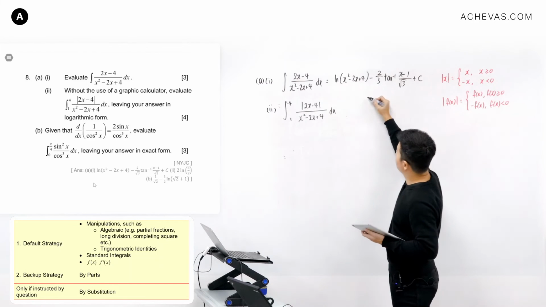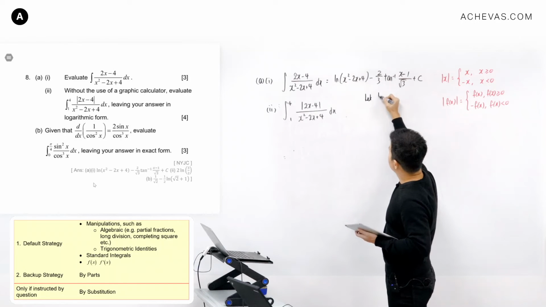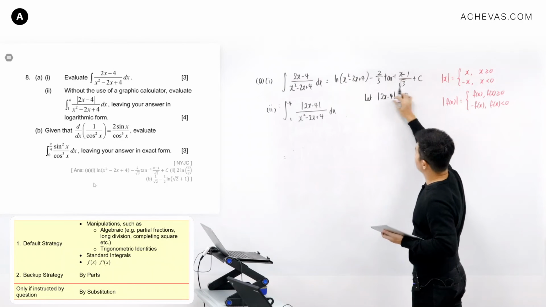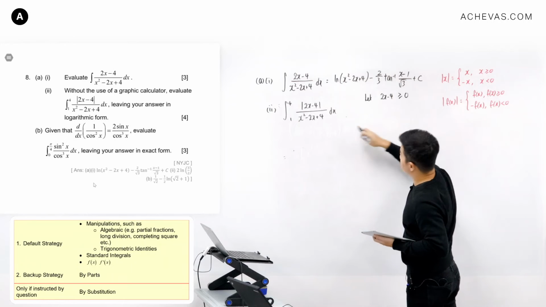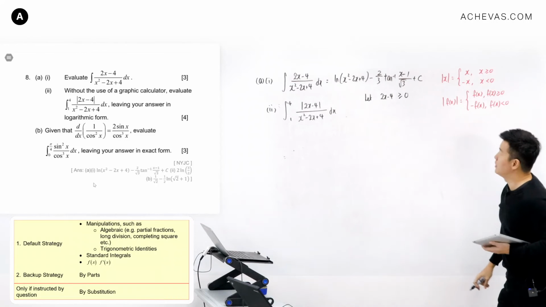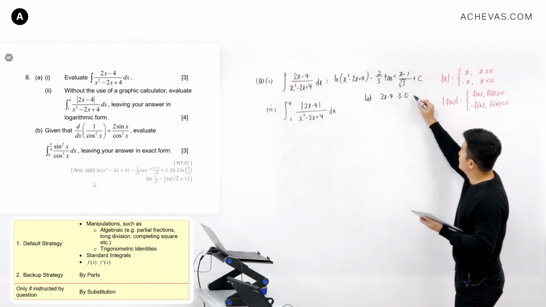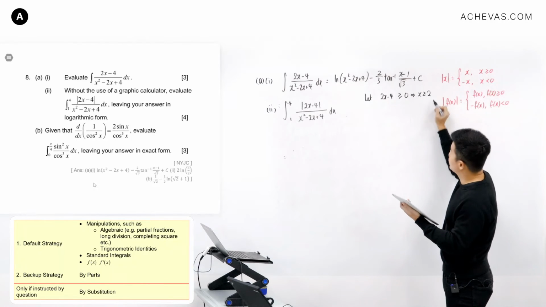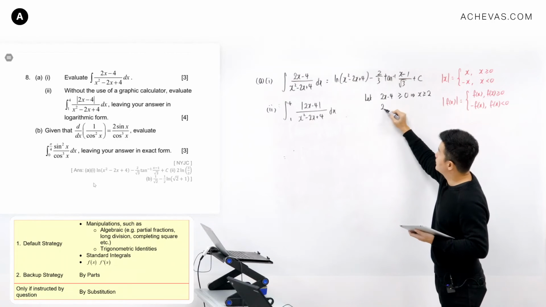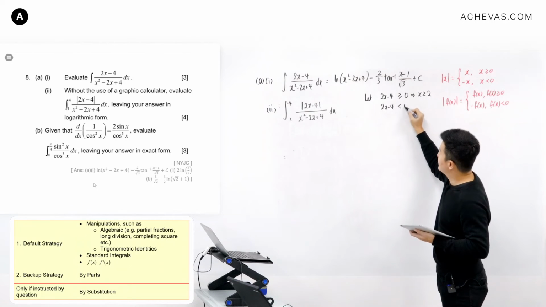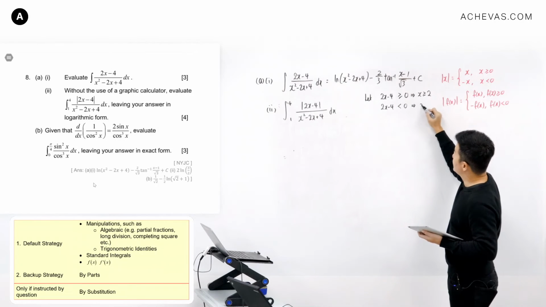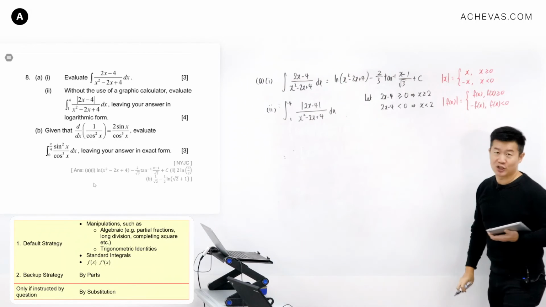So if I were to do this analysis, I'm letting the expression inside the modulus, 2x minus 4, be bigger or equal to 0. This tells me that x is supposed to be bigger or equal to 2. And if I let 2x minus 4 be less than 0, then this tells me that x should be less than 2.